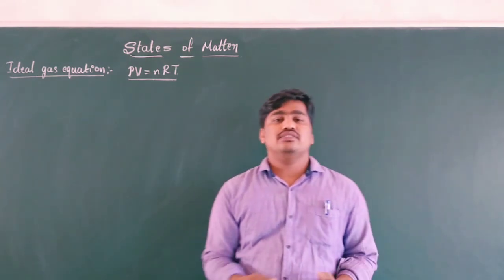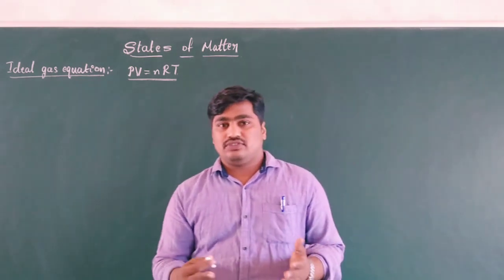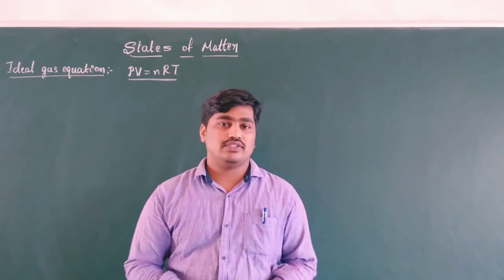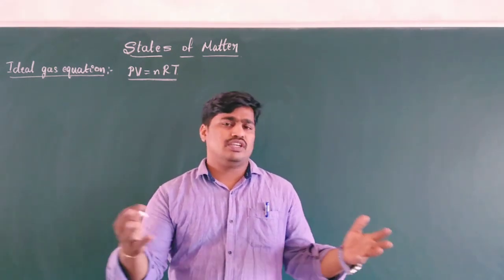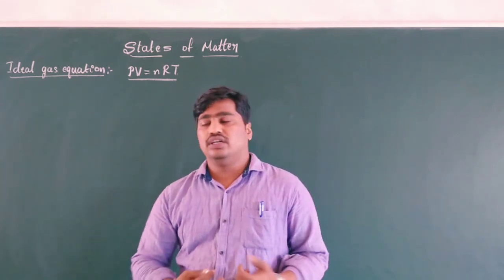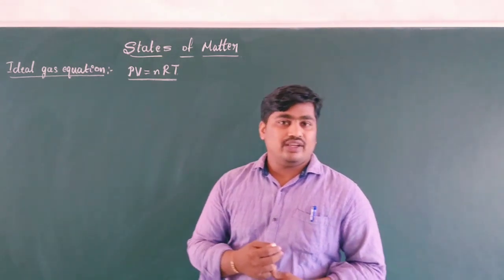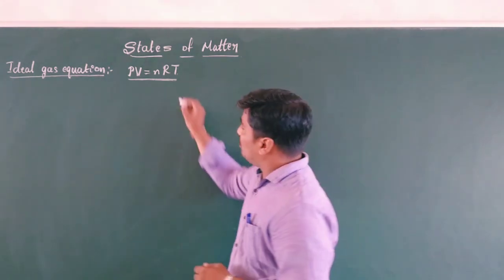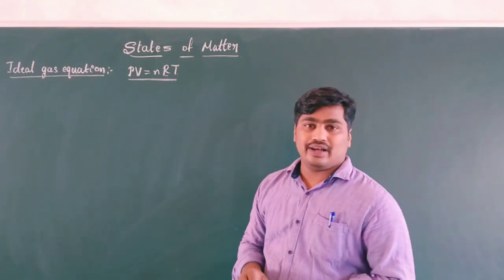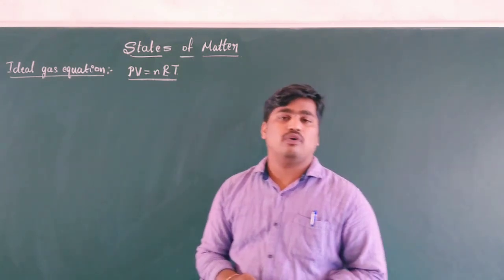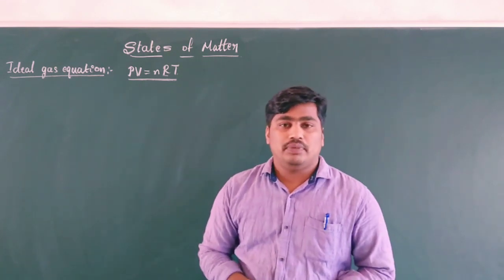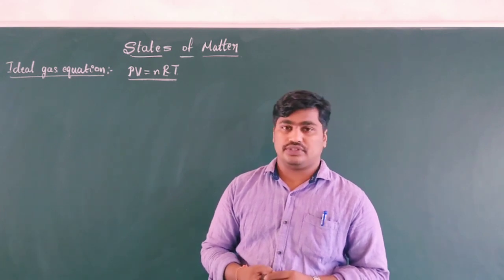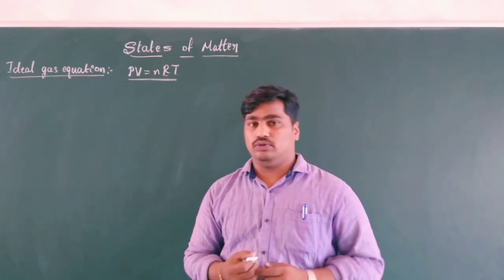What is the meaning of ideal gas? Any gas which strictly obeys Charles' law, Boyle's law and Avogadro's law is known as an ideal gas. Using all these concepts and statements, we derived the equation PV = nRT, and we determined the value of the universal gas constant, R. The value of R is 8.314 joule per Kelvin per mole. So this is the SI unit of the universal gas constant.